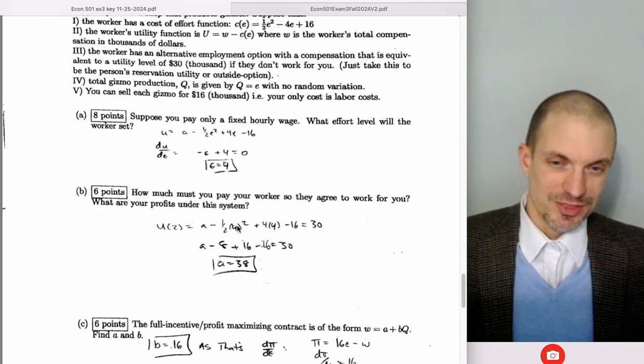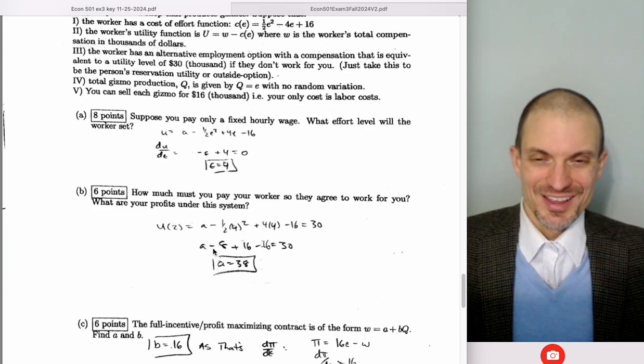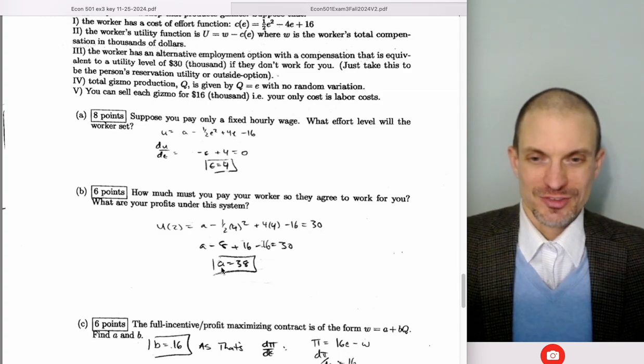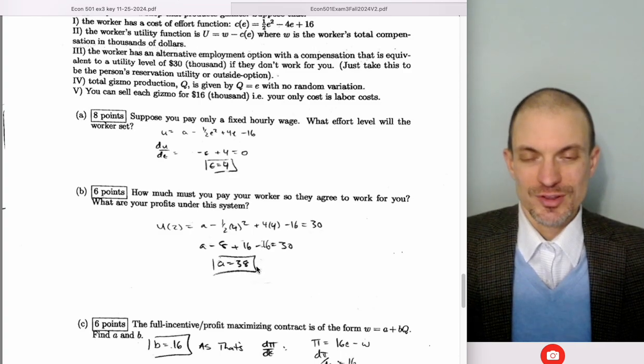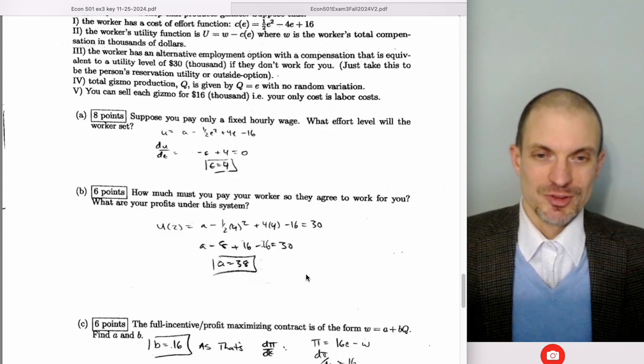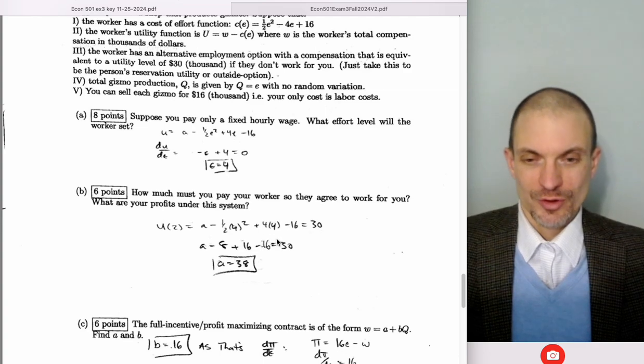So if I evaluate this quadratic at 4, this is going to give me A minus 8 plus 16 minus 16, so that's going to be A is equal to 38. That is going to be what's necessary to get the worker to agree to work for us. If they do, their utility is going to be 30, which is the same as if they were not to work for us, if they just took their outside option.